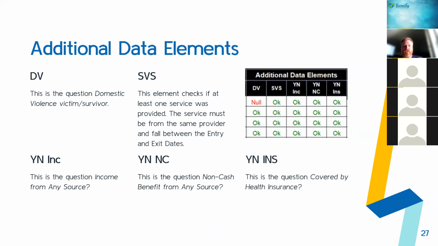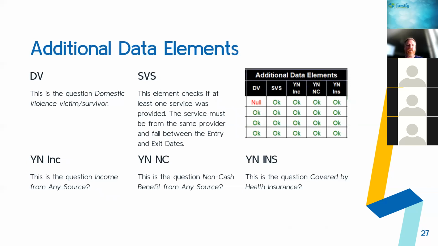Moving on, we're going to go on to the additional data elements. DV, again, this is the question, domestic violence victim survivor. There are two other questions after that that are not included in completeness, so it's just looking at that first one. And again, anything but data not collected or left blank. I think if I repeat that enough, everyone will get the idea.